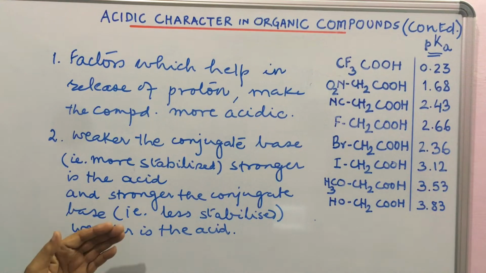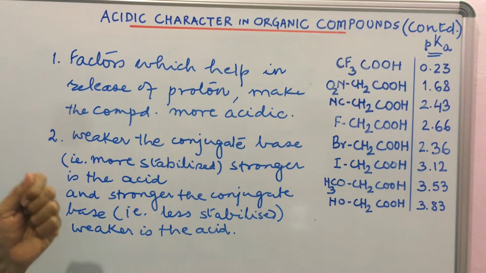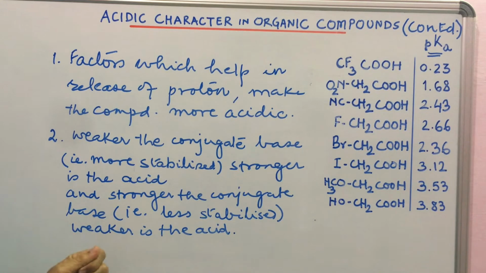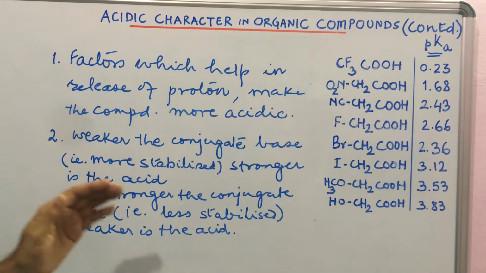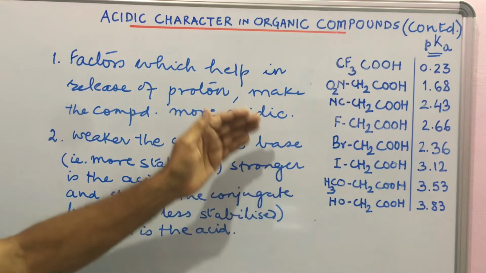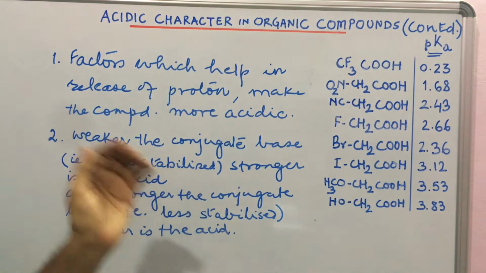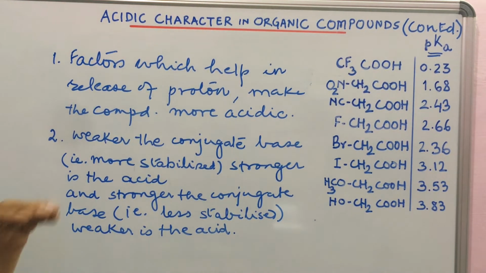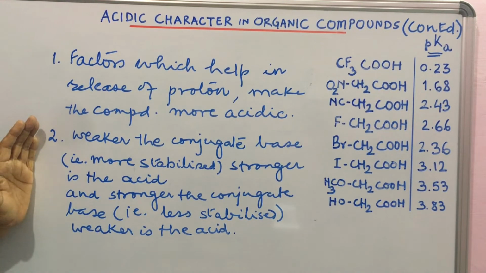In the last video, we saw what makes an organic compound acidic in nature. Today we will see what factors increase the acidic character and which factors decrease the acidic character. 2 points must be noted.